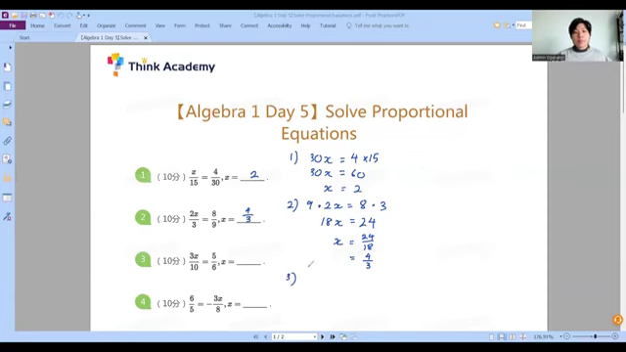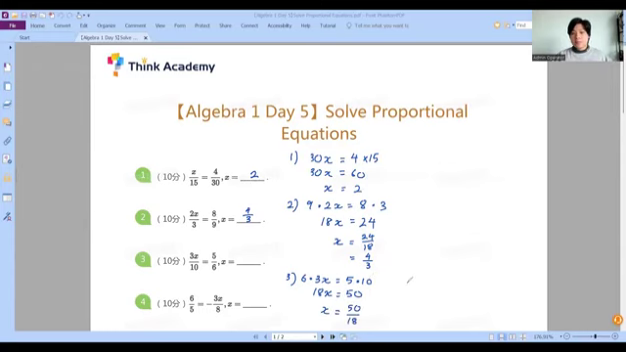Moving on to question 3, I have 3x out of 10 equals to 5 out of 6. So here, let's do 6 times 3x and 5 times 10. 6 times 3x, that's 18x. 5 times 10 is 50. So here I'm dividing again by 18 to get x equals to 50 out of 18.